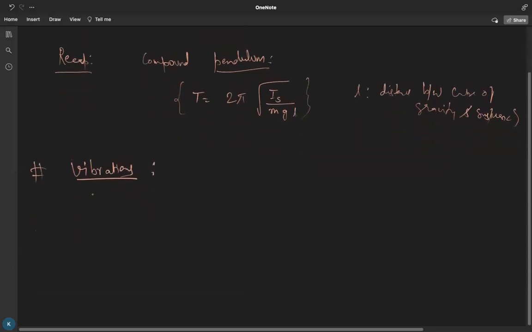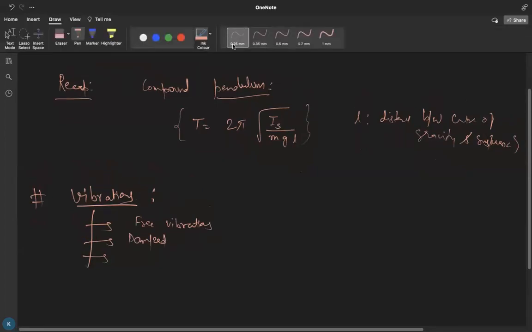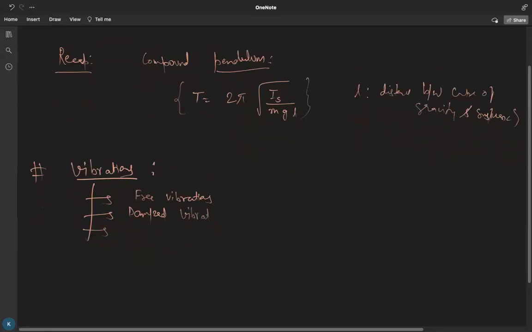In this, we have to deal with three kinds of vibrations. The first is free vibration. Second is damped vibration. And a third is forced vibration, in which we have to read a special topic, which is known as resonance. So we deal with these three topics today, right? Let's start with the first one, which is termed free vibration.